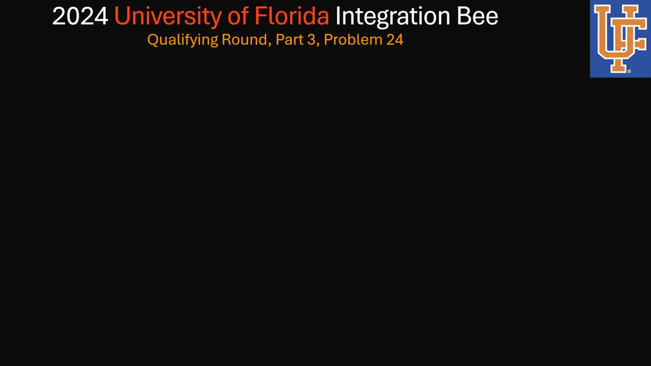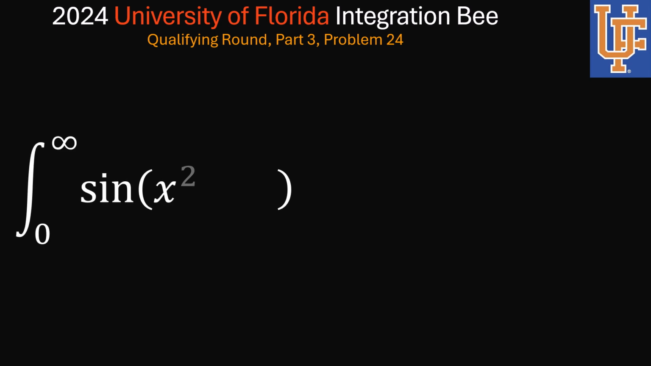Today, we are still on the 2024 Universal Florida Integration Bee, qualifying round, part 3, and we focus on problem number 24, which is the definite integral from x equals 0 to infinity of sine of x squared plus x plus sine of x squared minus x.